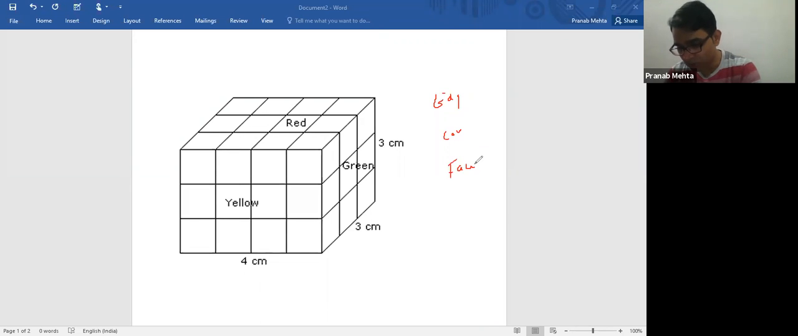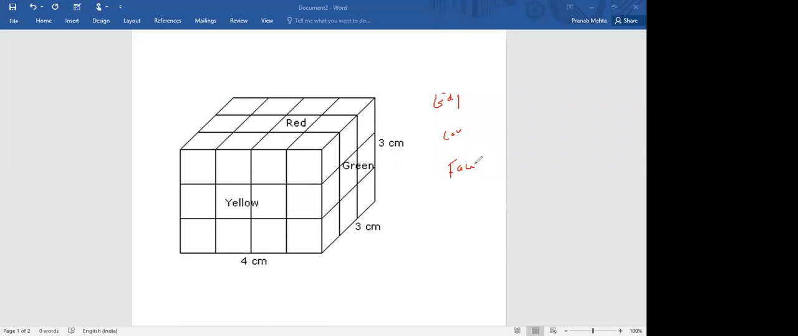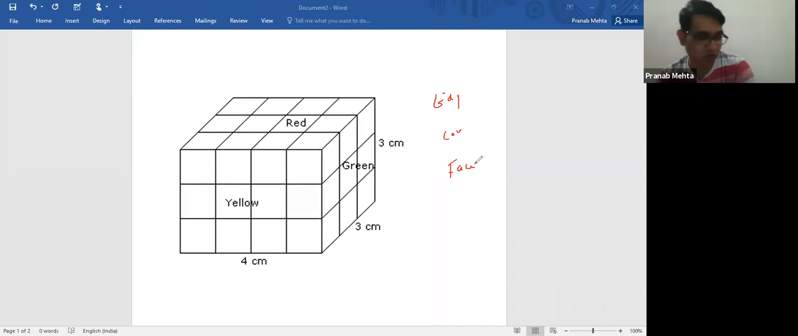Next question is, how many of the smaller cubes have 3 face color? Yes, 8. How many of the smaller cubes have got 3 faces colored? This is no problem. All the corners will have 3 faces colored. So 8. Next one.